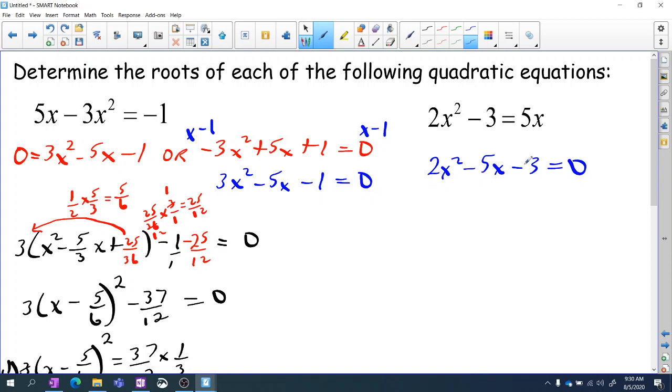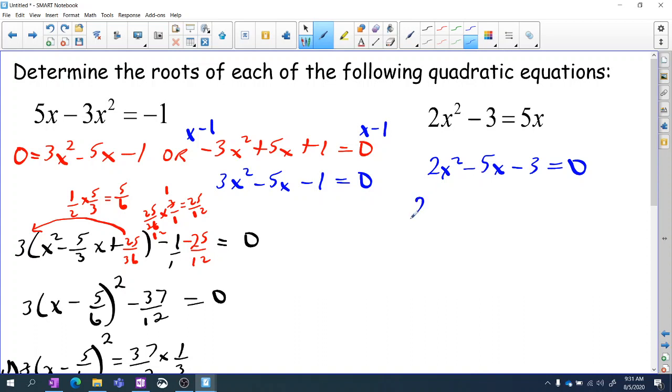Now, this one actually factors because 2 times -3 is -6, and I want to get a -5 as my middle term, so I could use -6 and +1. But I'm going to assume that I didn't notice that, and I'm going to show you that it still works. I'm going to do this one by completing the square.